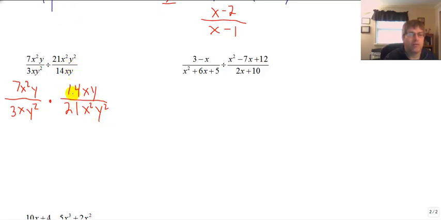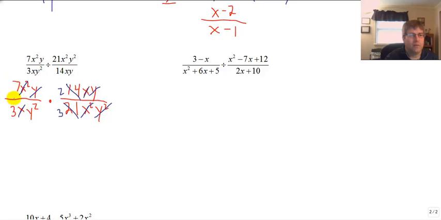It looks like 14 and 21 have a common factor of 7, so that simplifies to 2 and 3. I can cross cancel x squared and x squared. I can cross cancel x and x. And looks like in my denominator, I have 4 factors of y. I have 2 factors of y in the numerator. So I will cancel those 2 factors of y with this y squared.